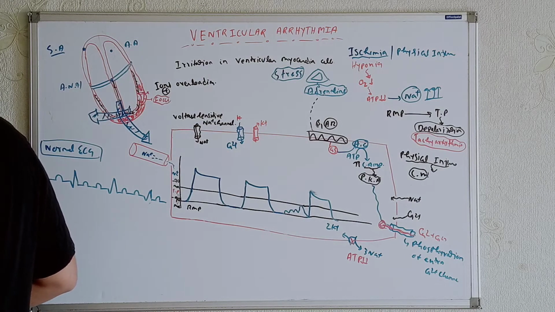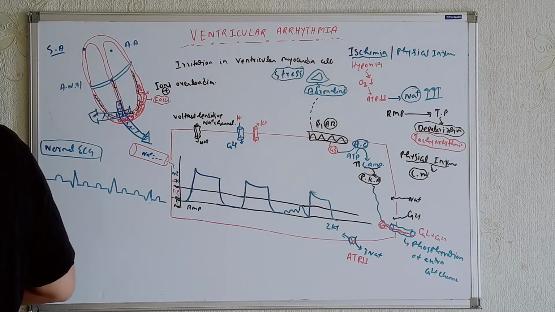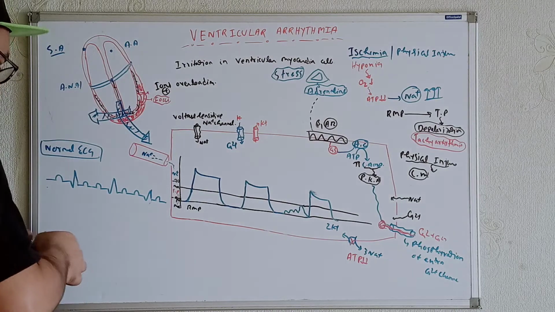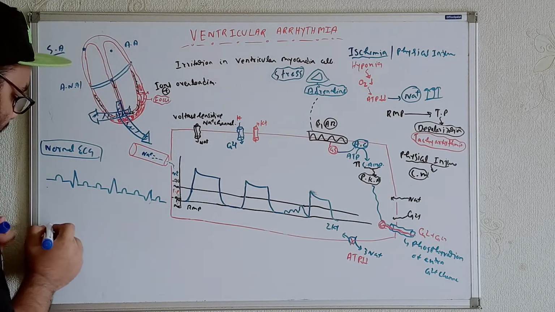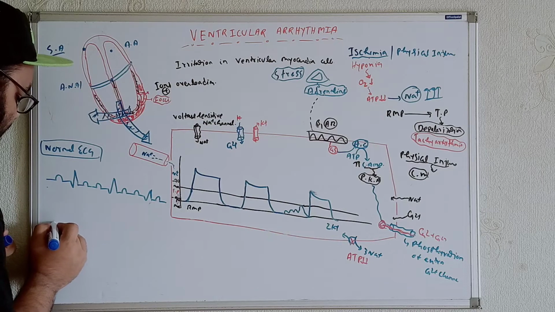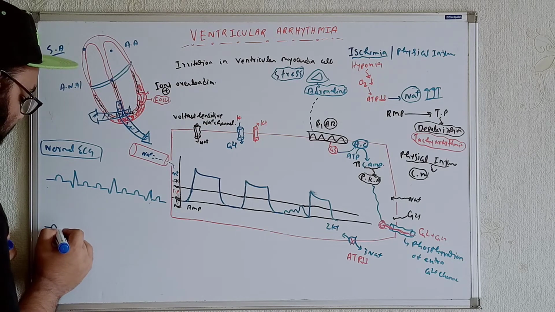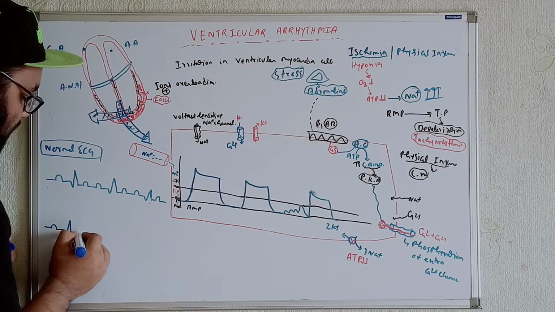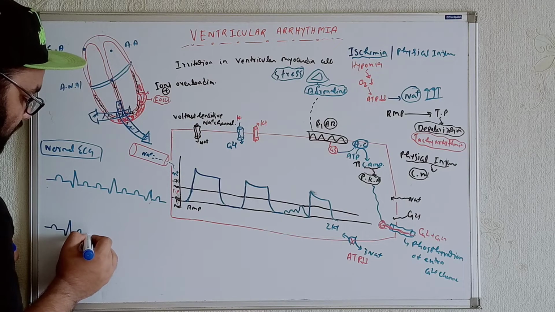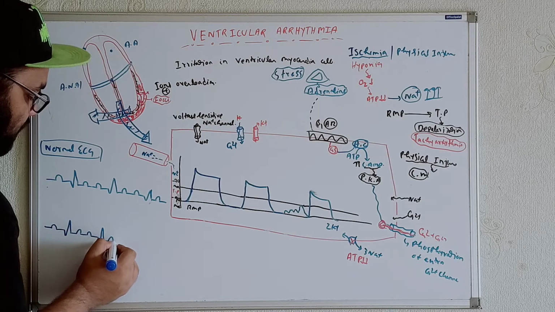Let's talk about those things first. Let's draw the pattern of this ECG. What type of ECG will we get over here? Normally, what do we get? Okay, let's draw it more clearly. We'll get the P wave, QRS complex, T wave, and again we'll get P wave, QRS complex, T wave.